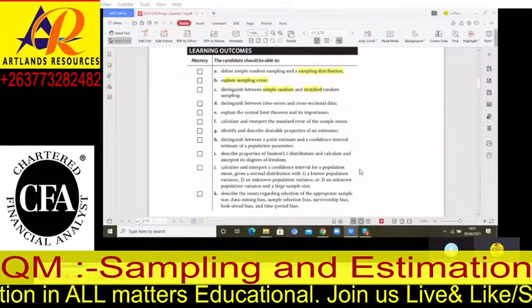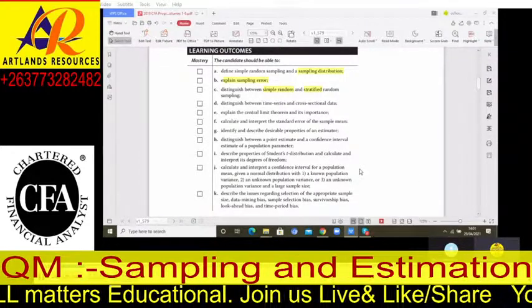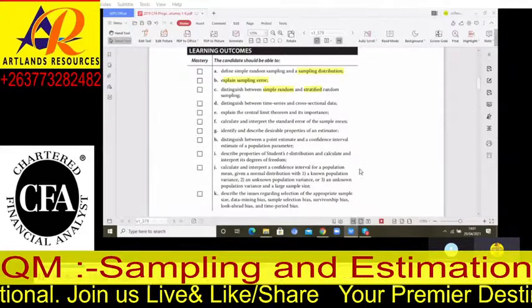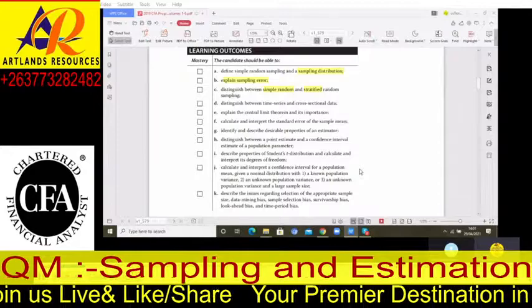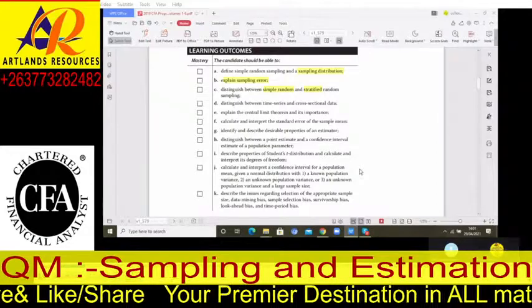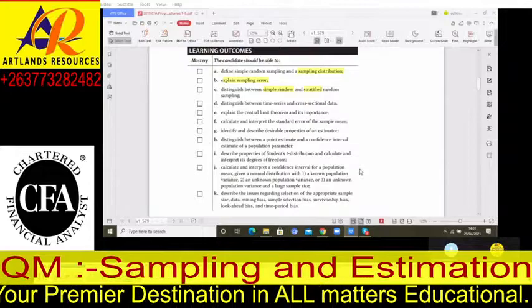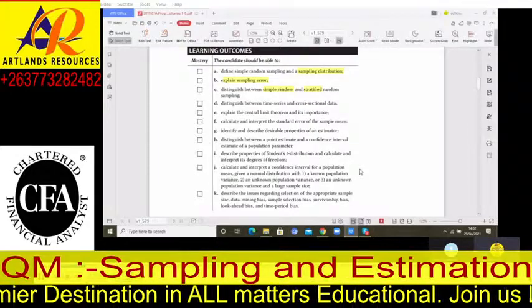You know, all these things, you may be given a question with 2 marks in the actual exam itself. They don't make it very, very difficult.